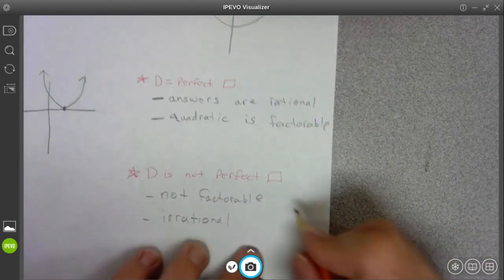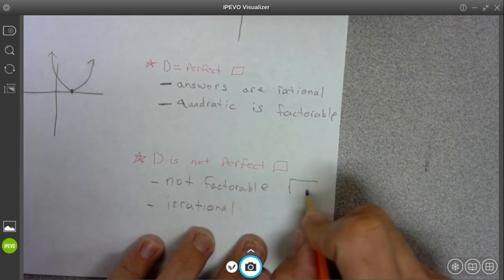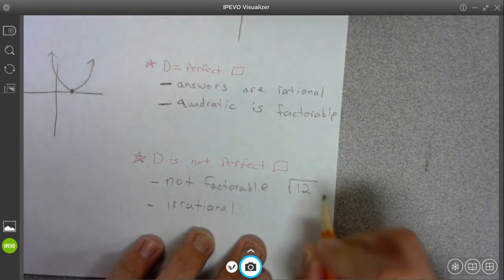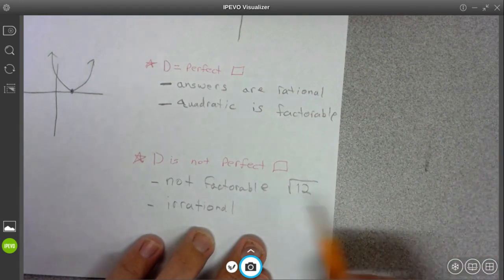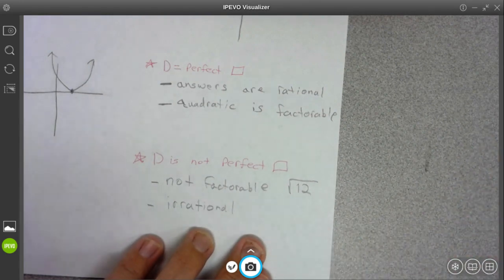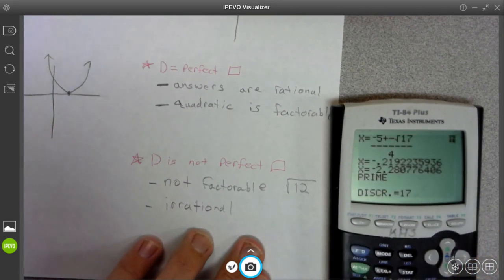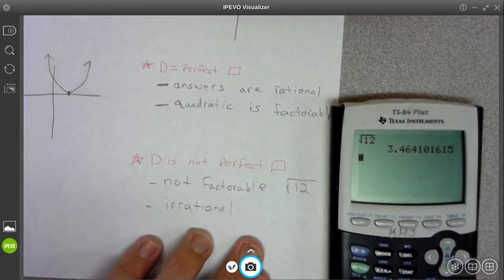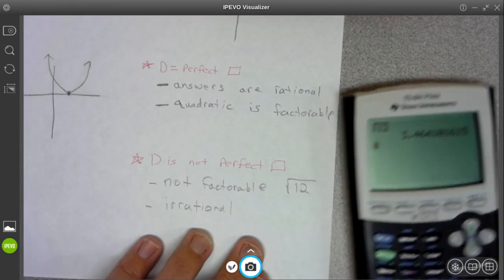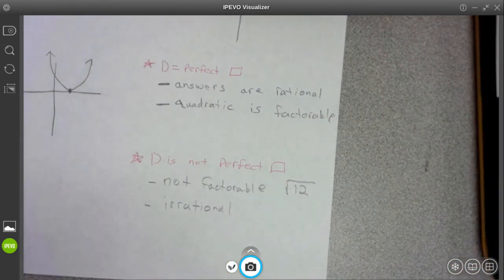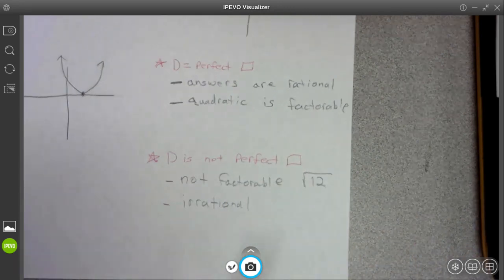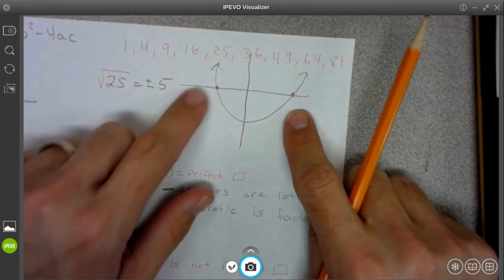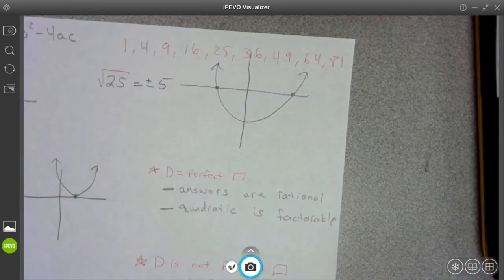So that might be, let's say it was the square root of 12. Maybe 12 is your discriminant. Well, 12 is not a perfect square. So when you square root it, you get this long irrational number that goes on forever without repeating. All right, so that means your answers will not be fractions. They're going to be nasty, including square roots. All right. So it'll still cross somewhere, but it's going to cross at like an irrational number.